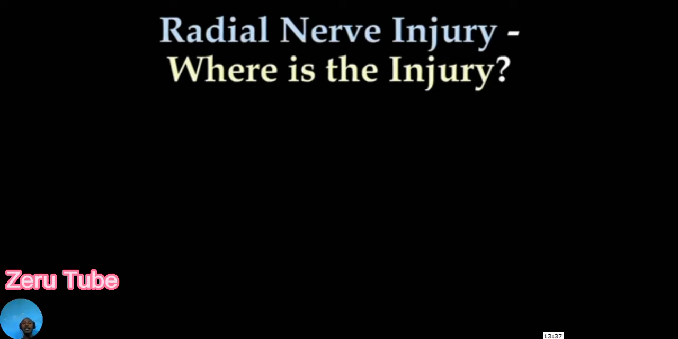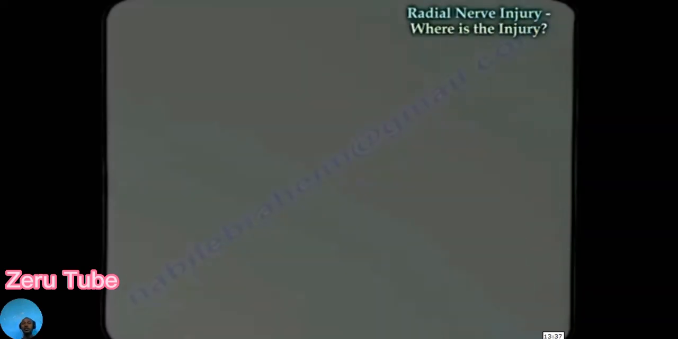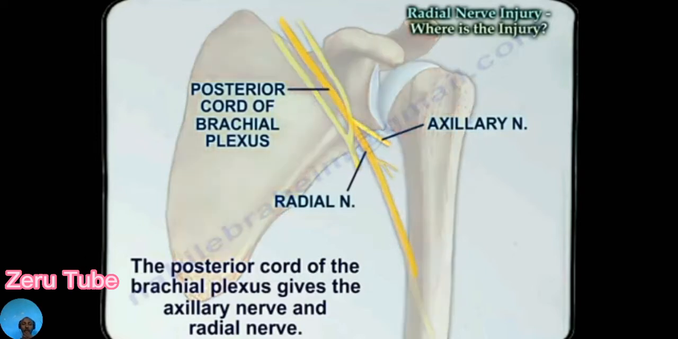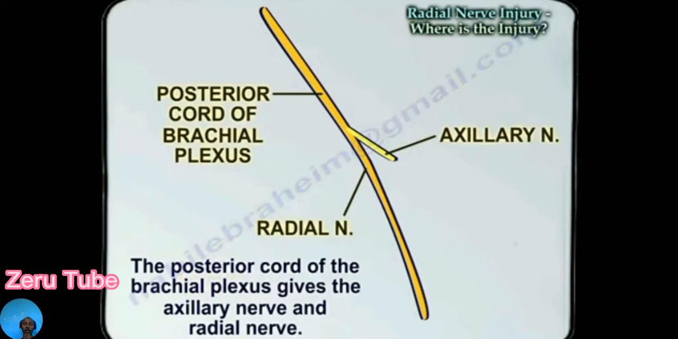Let us see about the radial nerve injury. Where is the injury? The radial nerve injury is a long pathway. So the radial nerve is originated from the posterior cord, and it goes on a long journey.